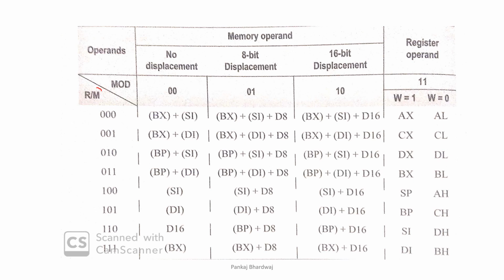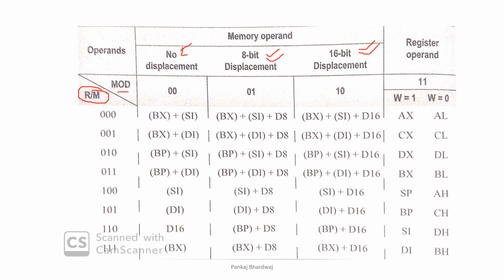Next is the R/M field. R/M is also 3 bits long. If we have 0 0 0, 0 0 1, 0 1 0, and so on to 1 1 1, we can have 8 different combinations. These R/M fields specify whether the displacement is of 0 bit, that means no displacement, whether the displacement is of 8 bit, and whether the displacement is of 16 bit. It is mainly used to calculate the physical address of the memory, because these are memory related operations.